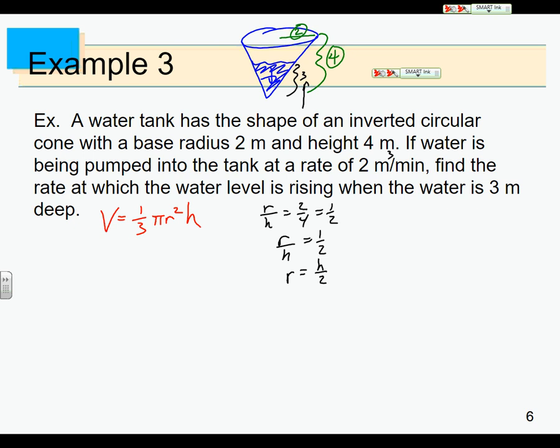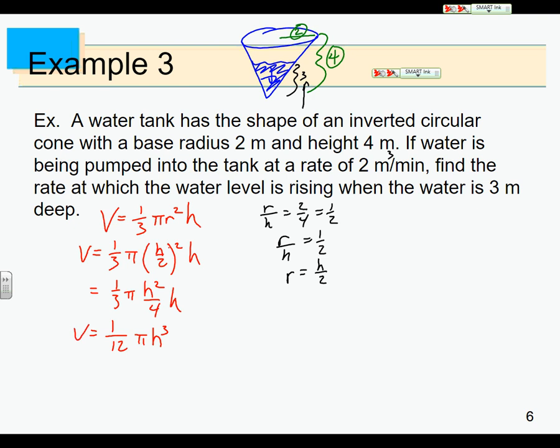So what that's going to allow me to do is rewrite my volume, 1/3 pi r squared h, in terms of h. Instead of r, I'm going to write h over 2, squared, times h. So I just took out my r and put in h over 2, because my radius is going to be whatever the height is divided by 2, anywhere on the cone. I can clean this up some now. It's going to be 1/3 pi h squared over 4, times h. Well, that would be 1/12 pi h cubed.